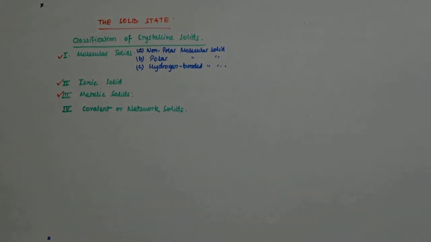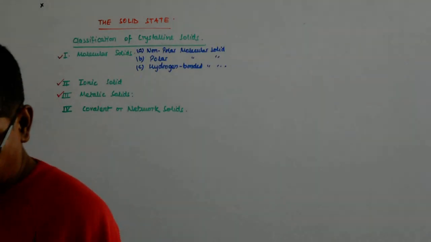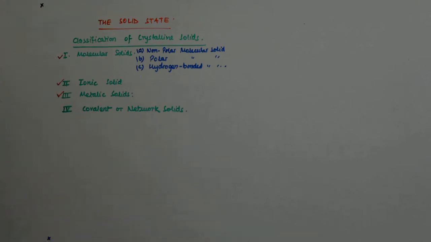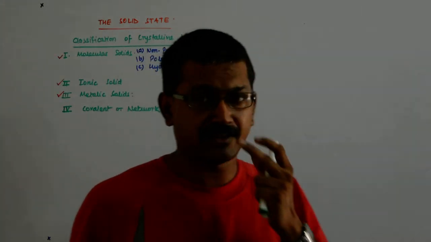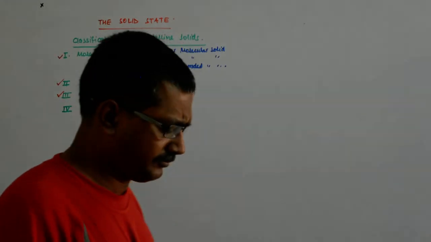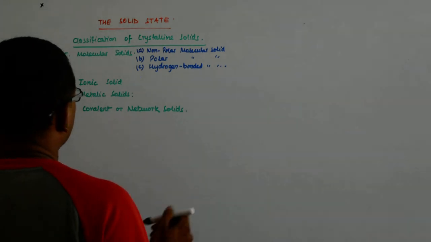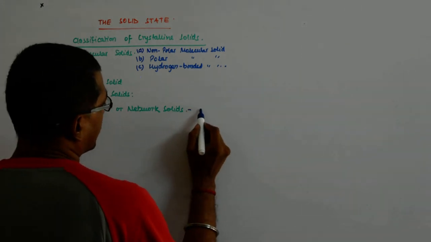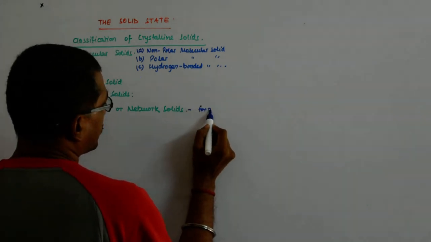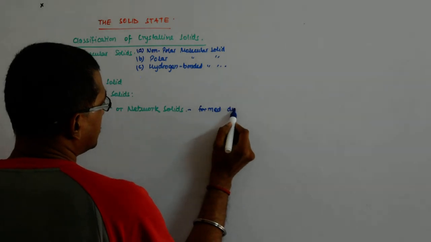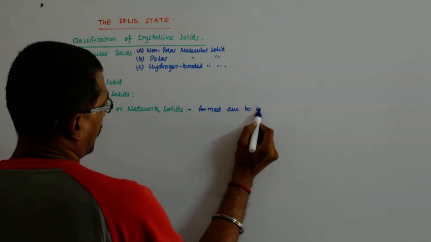So we have done the three kinds of crystalline solids. The fourth one is the covalent or network solids. Okay, now what happens, these are the solids formed due to covalent bonds.